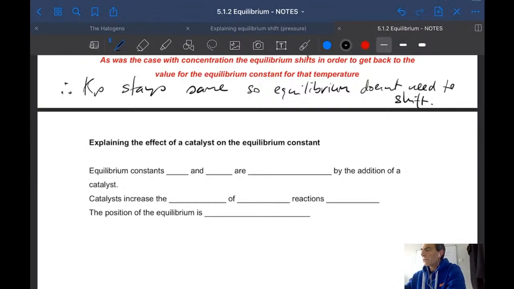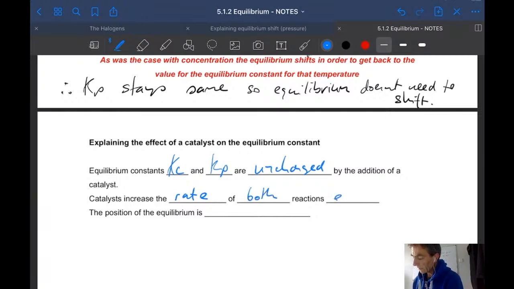And then the final page, tiny amount left over here, nice and easy this bit. Explain the effect of a catalyst on the equilibrium constant. Equilibrium constants Kc and Kp are unchanged by the addition of a catalyst. And remember, that's because the catalyst increases the rate of both reactions equally. So the net effect of that is the position of the equilibrium is unaffected. They just get to equilibrium faster. That's the only difference. But the position stays the same.